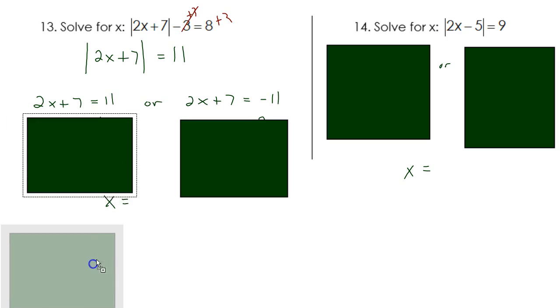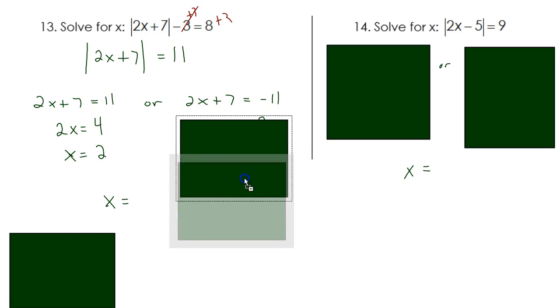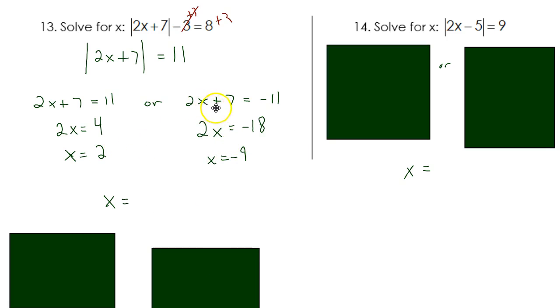I solve both of these. I'll start by subtracting 7 on both sides to get 4, and then dividing by 2. 4 divided by 2 is 2. And I'll do the same thing to the equation on the right. Subtract 7 to get negative 18. Divide by 2 to get negative 9. And I get two solutions. Now, both solutions are going to check out when you plug them back in, which means that 2 and negative 9 are both solutions to this equation.